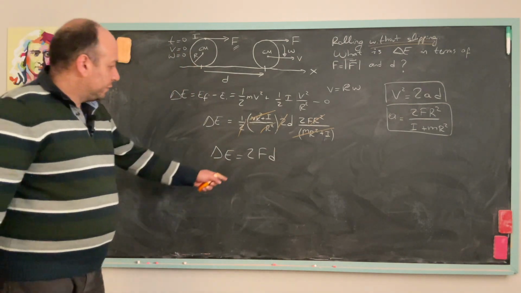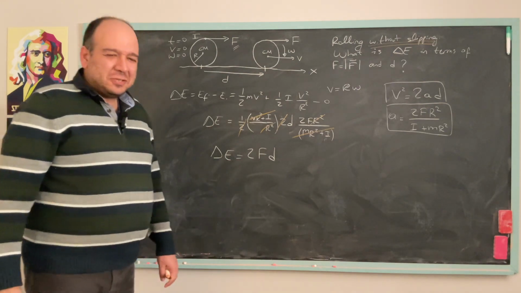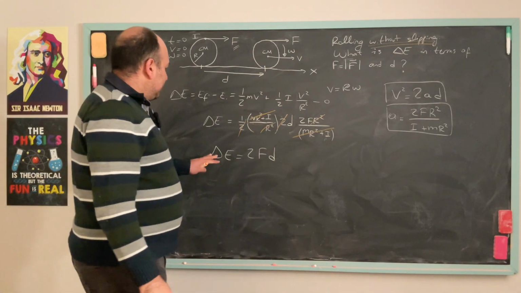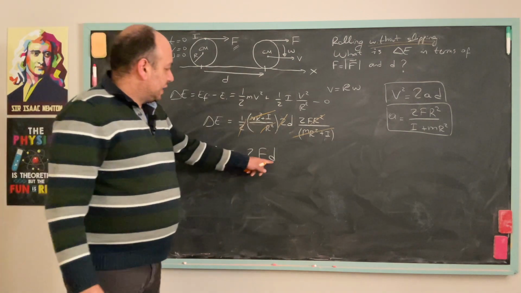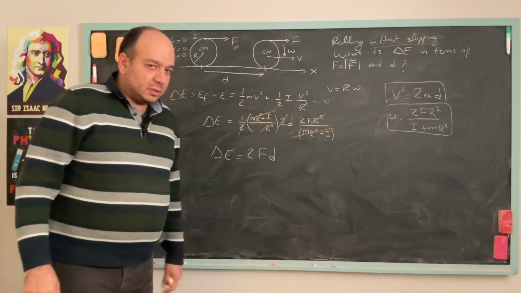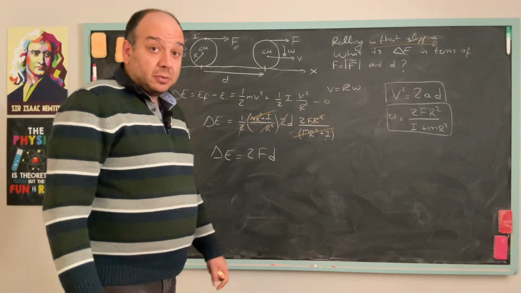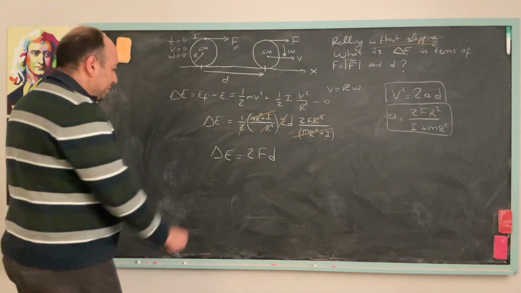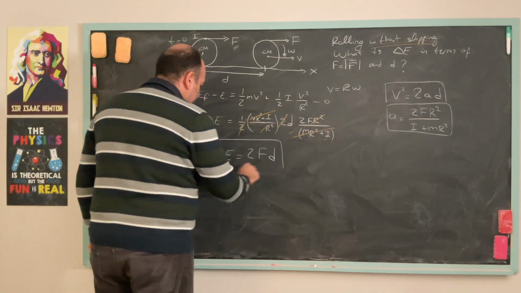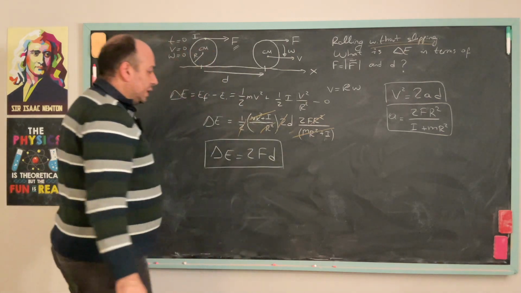Where does this 2 come from? I was expecting the change in the total mechanical energy would be F times D, but not 2 times FD. So is there something wrong here? That's the question, right? So why is it 2 times F times D, but not F times D?